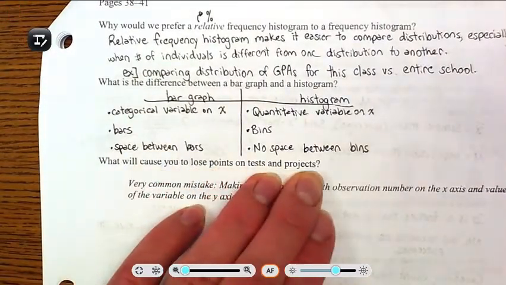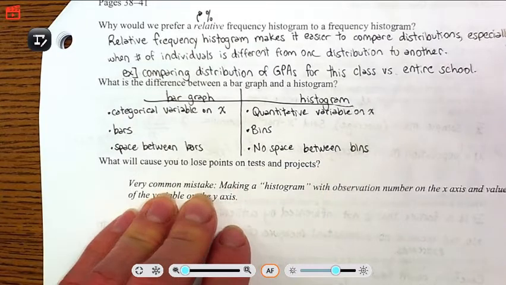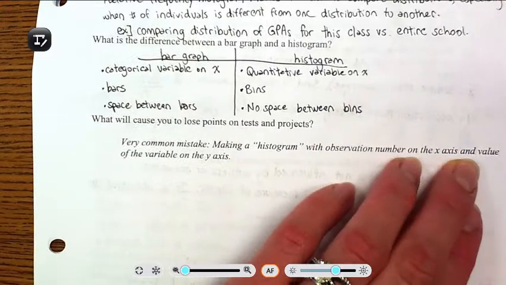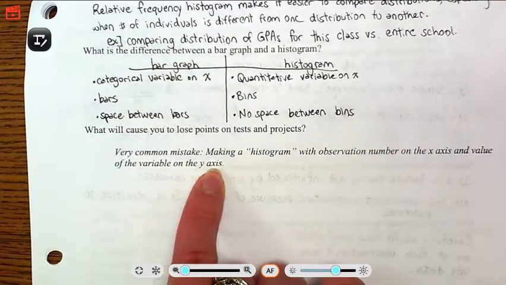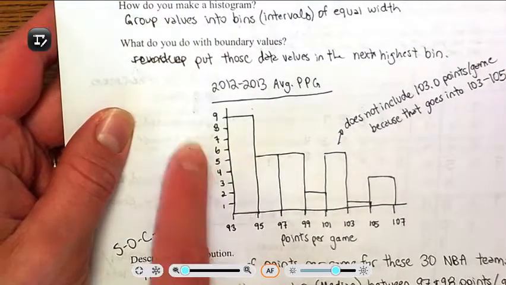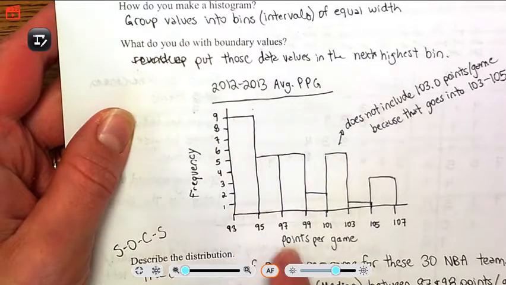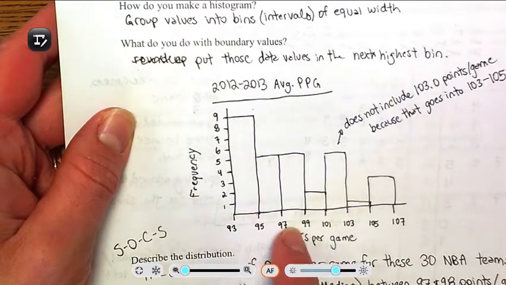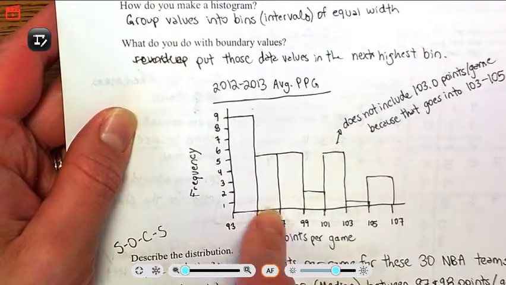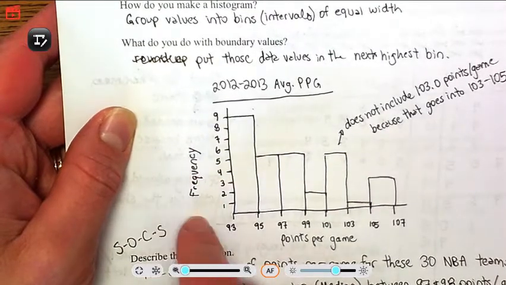What will cause you to lose points on the tests and projects? A very common mistake, making a histogram with observation numbers on the x-axis and values of the variable on the y-axis. Remember that your variable always goes on the bottom, and then frequency or percent goes on the y-axis. This is called a histogram, and then other ones are called a relative frequency histogram, where you have, instead of frequency, you have relative frequency, which is percents.